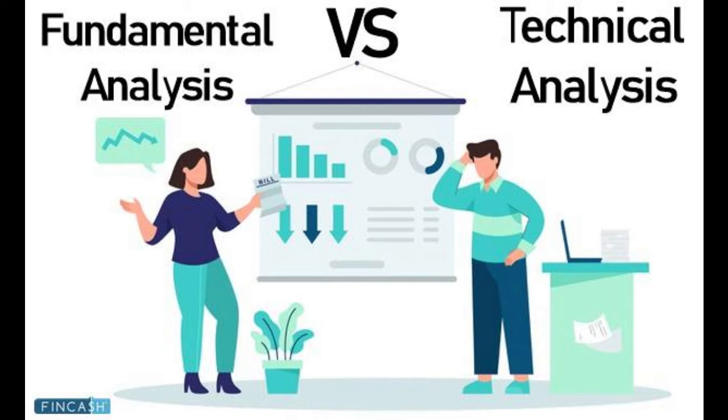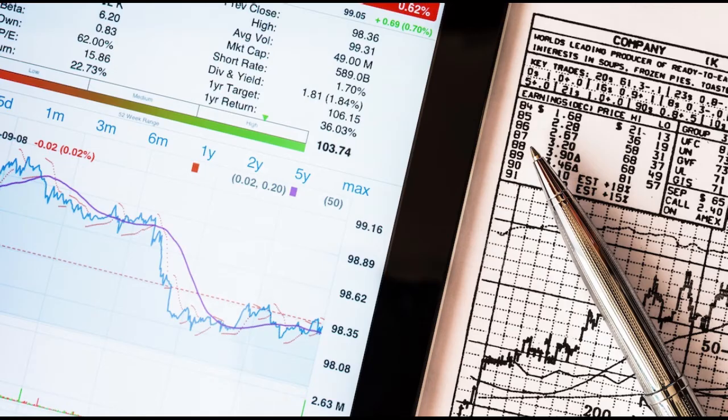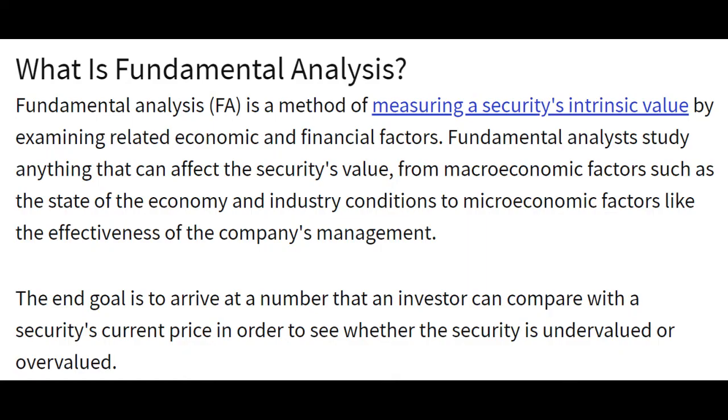So first of all, the two types of analysis I'm going to cover here are fundamental analysis and technical analysis. These are the two main ways investors and traders analyze stocks and determine when to buy and sell. So let's quickly go over what each one entails, and then I'll walk you through which strategies they work best with and why.